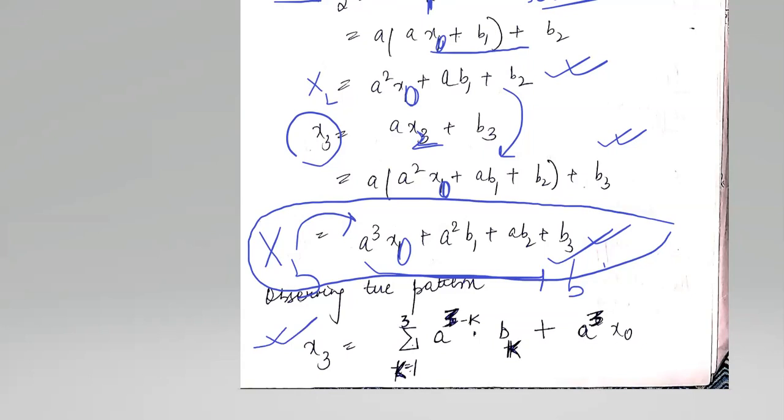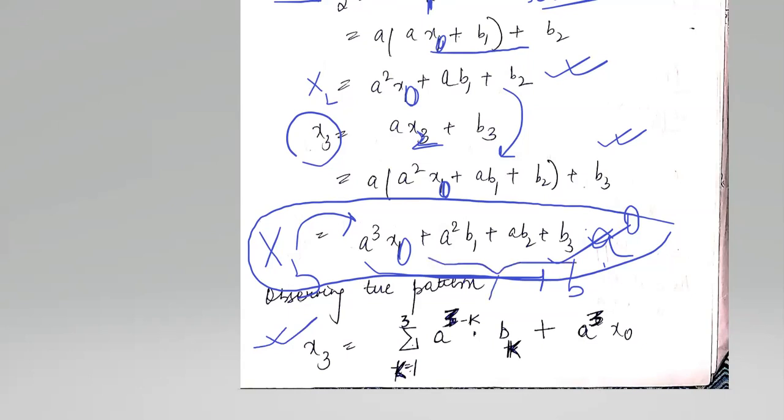A square is multiplied by b1. A is multiplied by b2, and then there is b3. So if I tell you the other way around, b3 is actually multiplied by a to the power 0. B square is multiplied by a. b1 is multiplied by a square, and then there is an x0 factor. But these are only a's and b's coming here.